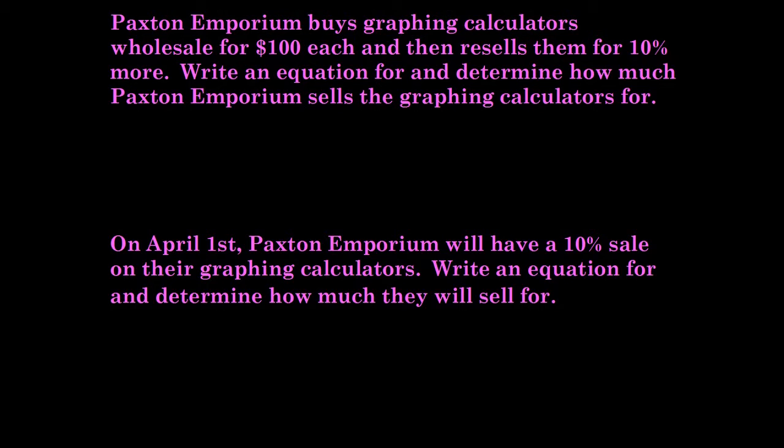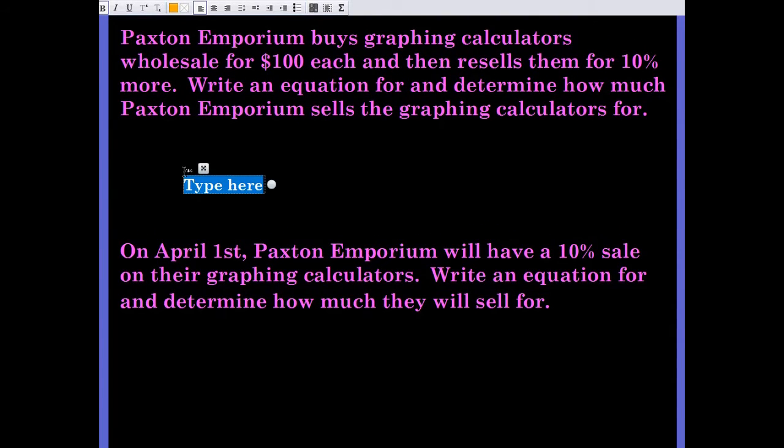Okay, so essentially I want you to write an equation to match this information and to help us figure out the unknown quantity, and then I want you to actually figure that unknown quantity out. So we want to start off with the idea that Paxton Emporium buys graphing calculators for $100 each and then resells them for 10% more.